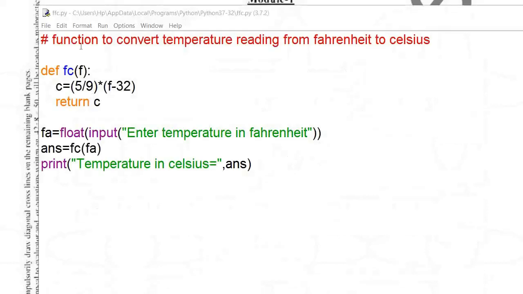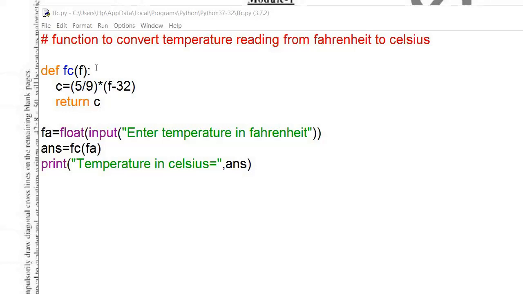See this example. In this program, I have written this as a function. def has been used. Function name is fc, and it takes an input. Colon is a must. This is a function to convert the temperature reading from Fahrenheit to Celsius. Already we know the formula. Now what is the formula to convert Fahrenheit to Celsius? 5 by 9 into f minus 32.